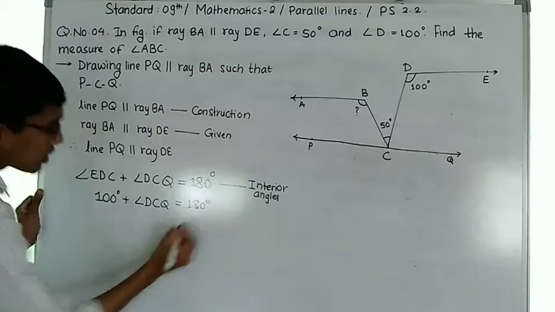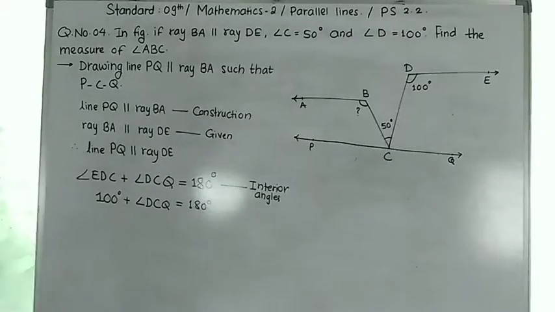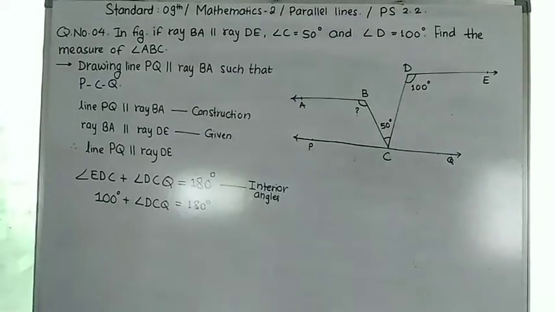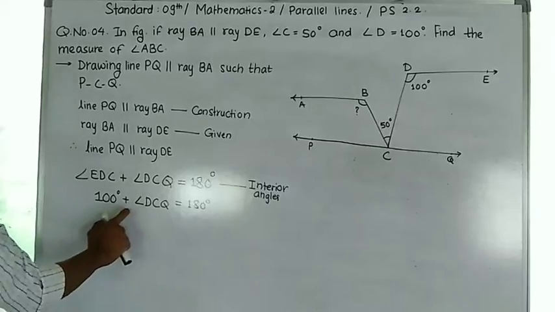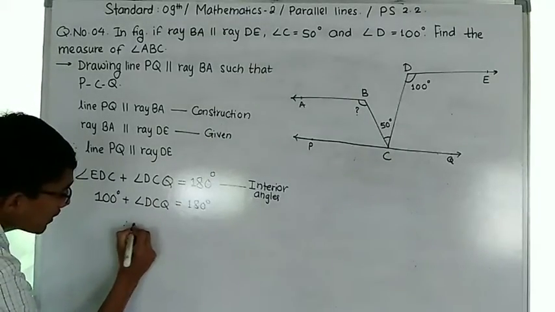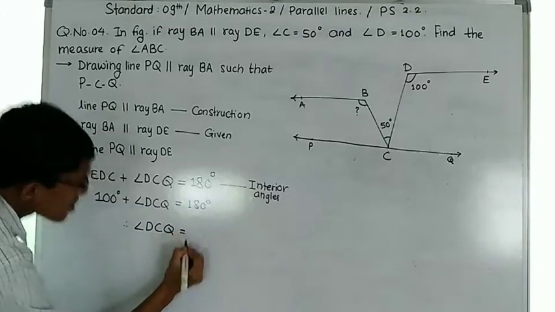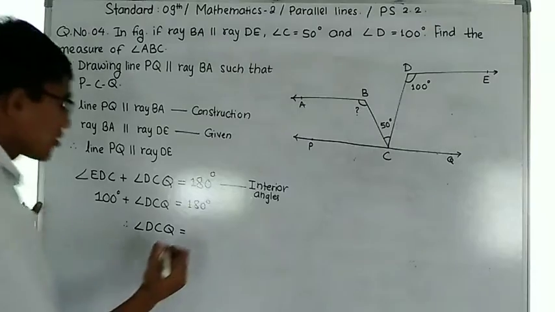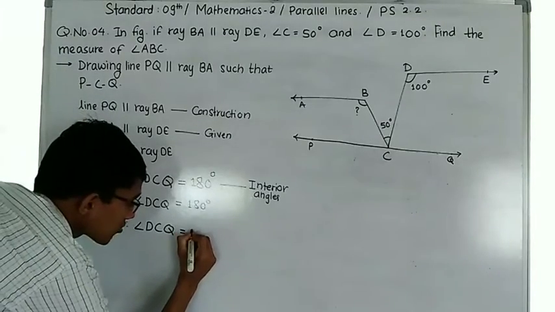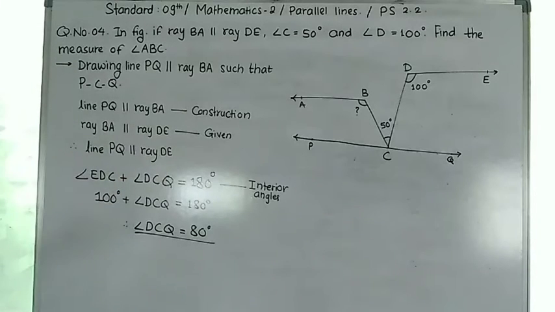180 degrees. So the sum is 180 degrees, 100 degrees plus angle BCQ is equal to 180. So therefore we can write angle BCQ is 180 minus 100 degrees. What is 180 minus 100? It is 80 degrees. So this is the measurement of angle BCQ.